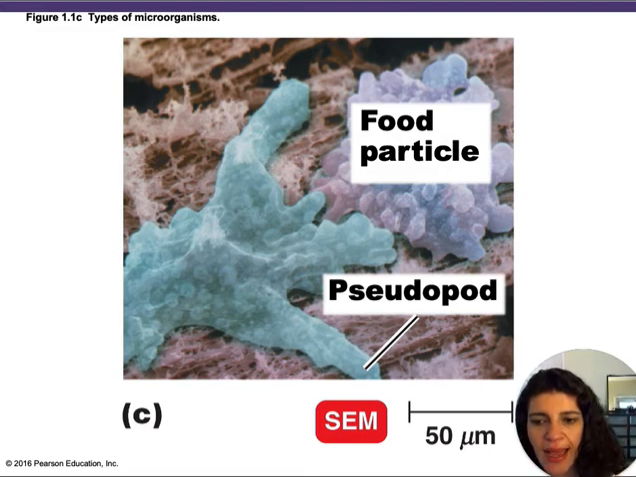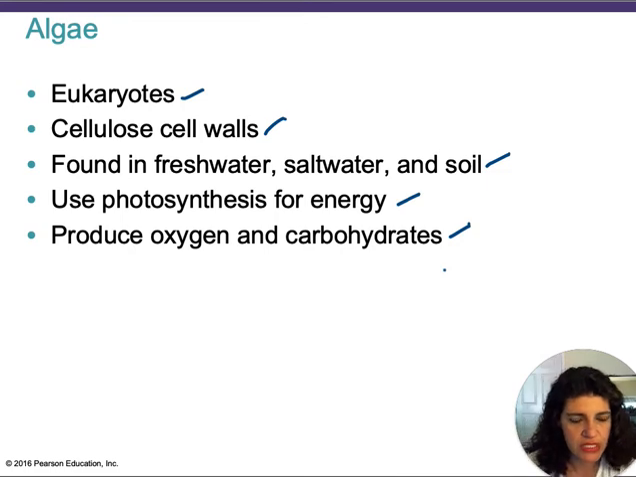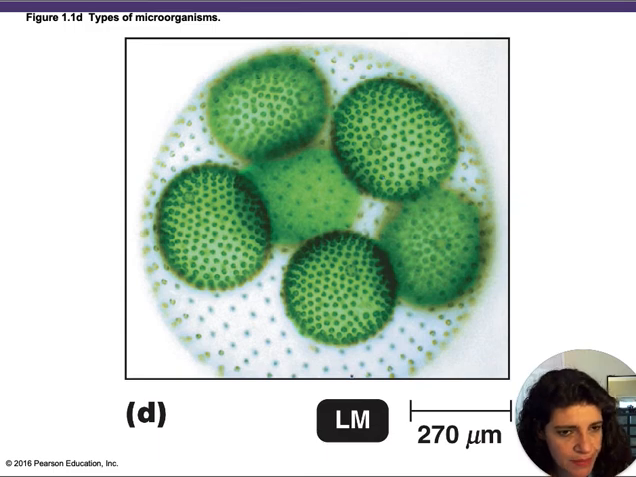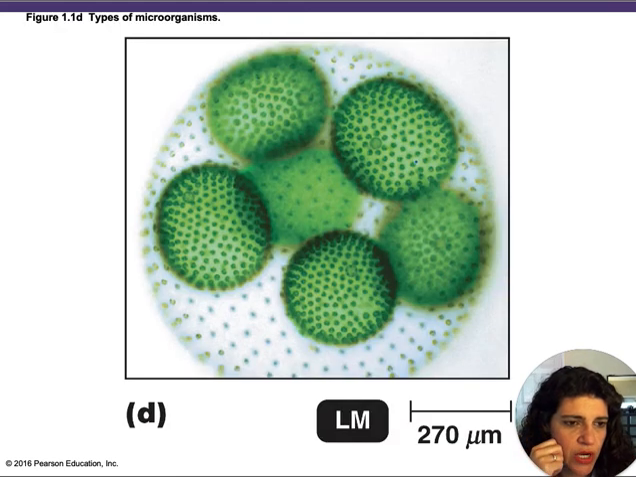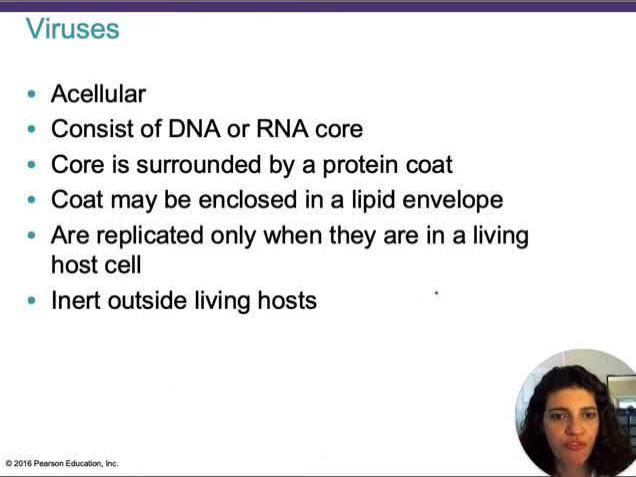Okay, guys, so algae, we're not going to talk much about algae. They're also eukaryotes, with cellulose cell walls, found in freshwater, saltwater, and soil. They do photosynthesis and produce oxygen and carbohydrates. This is how algae look. This green color is the chlorophyll that makes them green, because they use the chlorophyll to undergo photosynthesis.